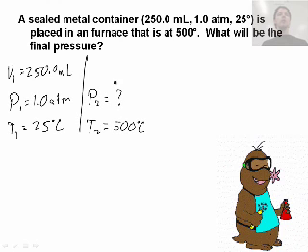Question mark. Now wait, what about my volume? What's my V2? It didn't give that to me. And I'm looking for P2, so I can't look for two variables. Oh, it's a sealed metal container. Metal containers don't change volume, so the volume didn't change.